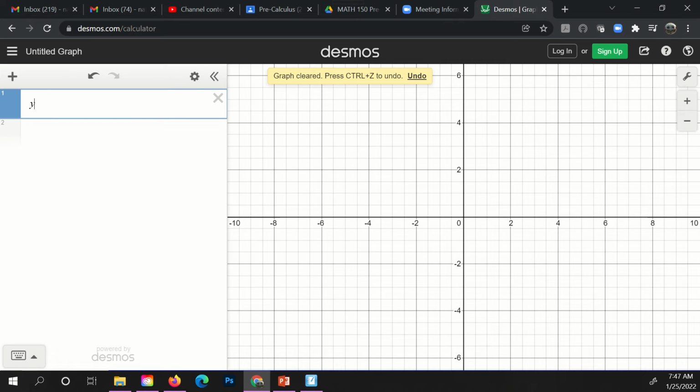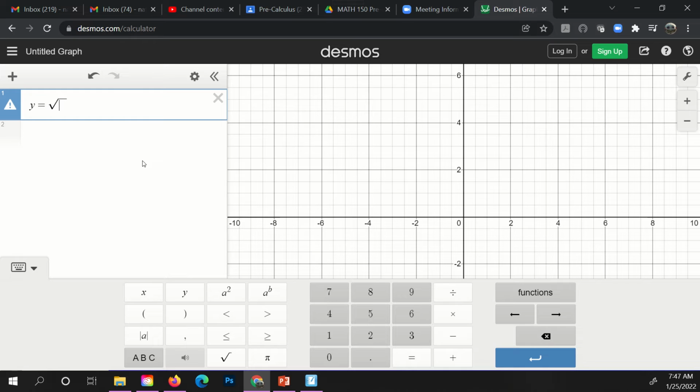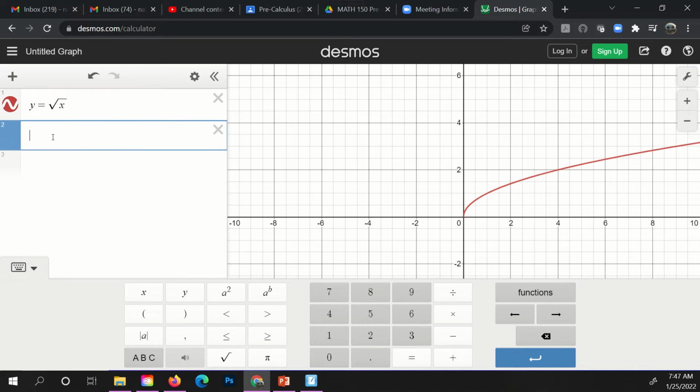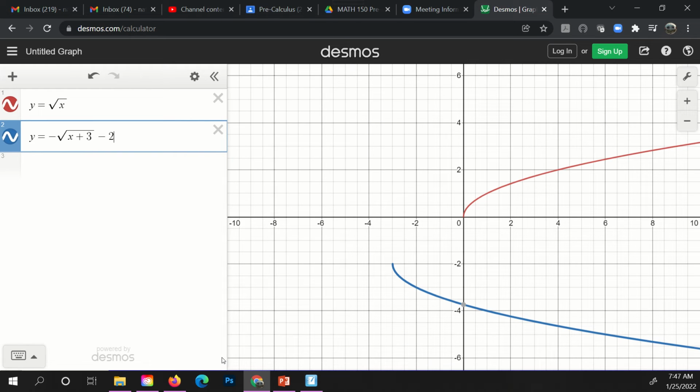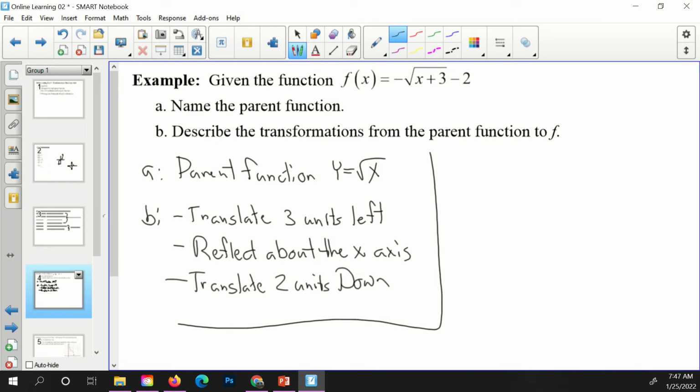and the original function. So if I go y equals, and then we put a root in there, x, and then we go y equals negative root x, and then it was plus 3 and then minus 2. And so clearly we see that we have a translation, 1, 2, 3 units left, 1, 2 units down, and it's reflected about the x-axis. So I feel very confident of my solution right here.